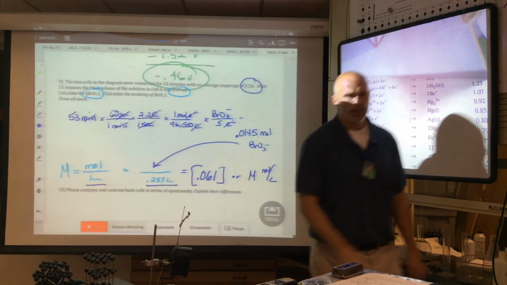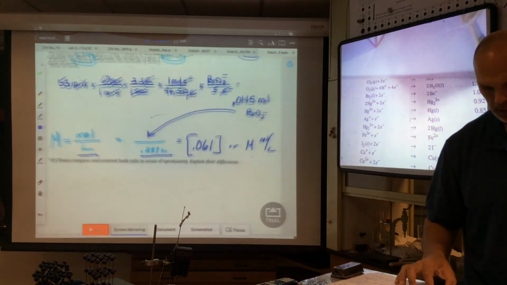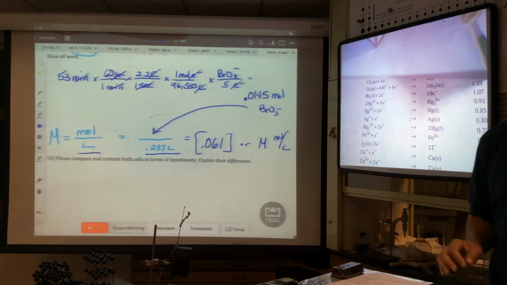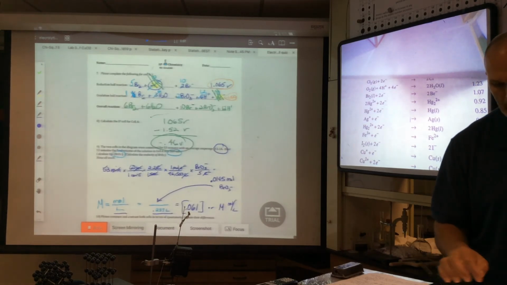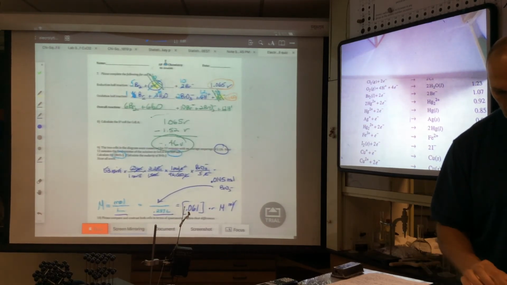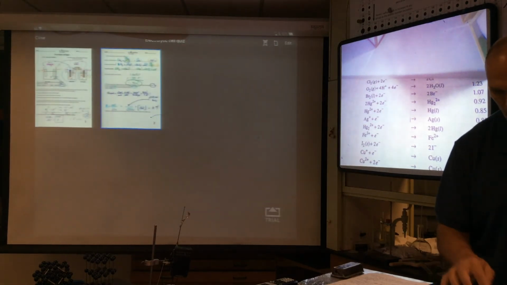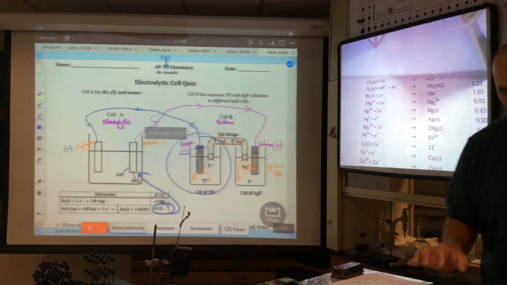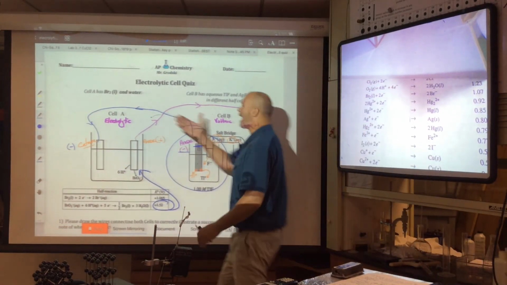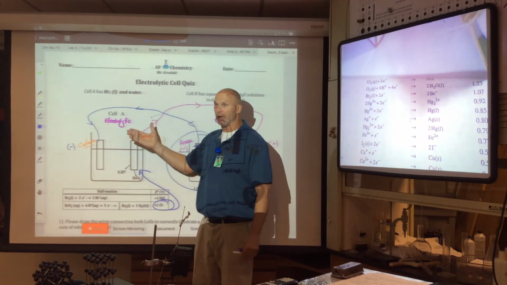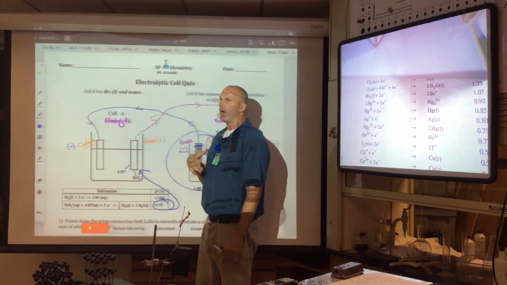Okay, last little piece. Please compare and contrast both cells. Explain their difference. You guys did a good job on that. Almost everyone got that right, except for Emma. Just kidding. No, everyone got that pretty much right. But I need you to say cell A. Don't just talk about them generally.